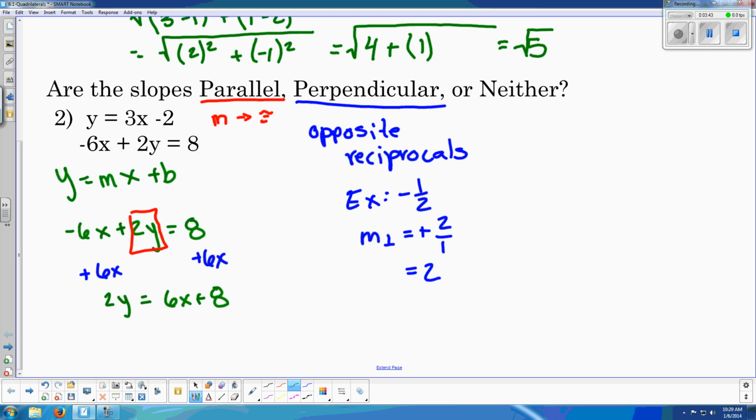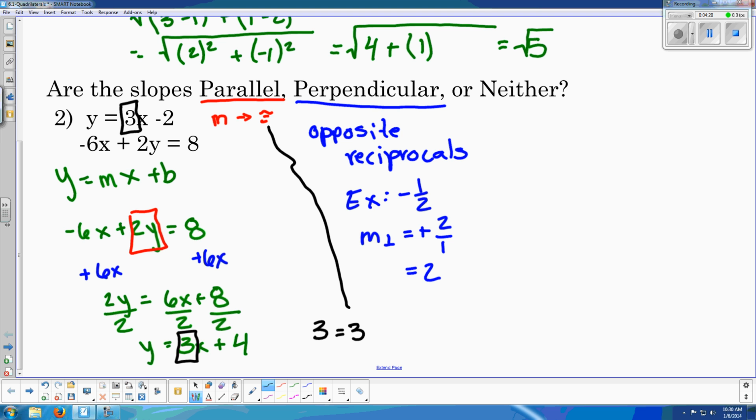Now, here's the thing about that. We still have a 2 stuck with our y, so in order to get rid of this, we need to divide each piece by 2. So now we have y equals 3x plus 4, which is awesome because now we're in slope-intercept form. Now, my two slopes. My first slope up here is 3, because remember our slope is our m piece. So we have 3 as our slope here, and the slope of our second equation is also 3. So 3 is equal to 3, which means that my slopes must be parallel.